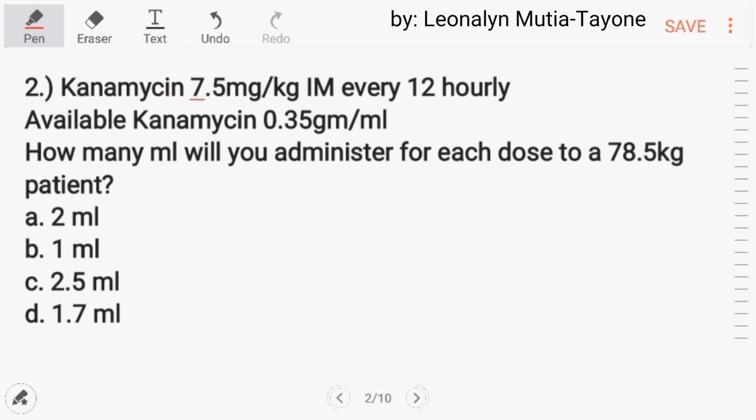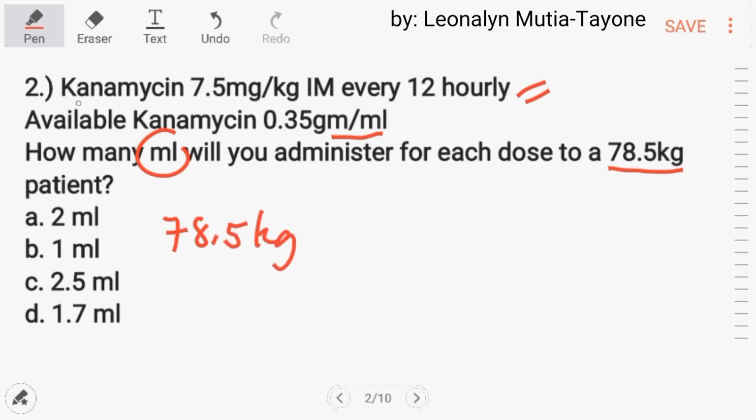Number 2, kanamycin 7.5 milligram per kilogram IM every 12 hourly. So this is the order. Available kanamycin 0.35 gram per ml. The question is how many ml will you administer for each dose to a 78.5 kilogram patient. So this is the patient, 78.5 kilogram.